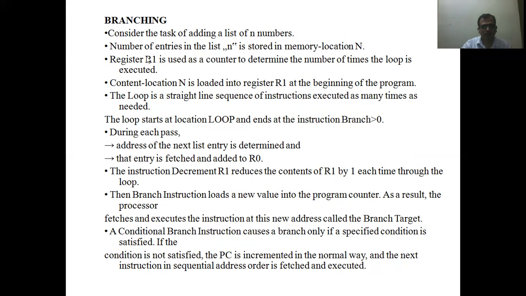A conditional branch causes a branch only if a specified condition is satisfied. In the case of conditional branching, we specify the condition under which it needs to be executed. If the condition is not satisfied, the PC is incremented in the normal way and the next instruction in sequential order is fetched. So in the case of branching, we can shift from one location to another location. In the case of conditional branching, based upon the condition we branch to the particular location, whereas in the normal way, it is a sequential order.